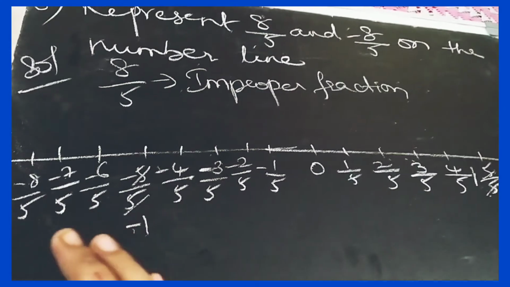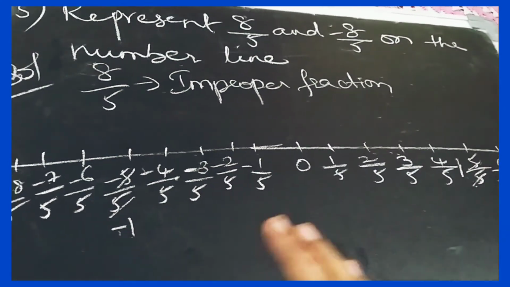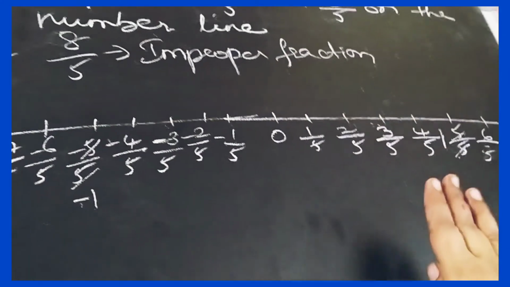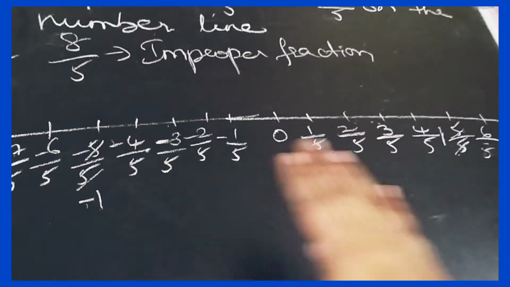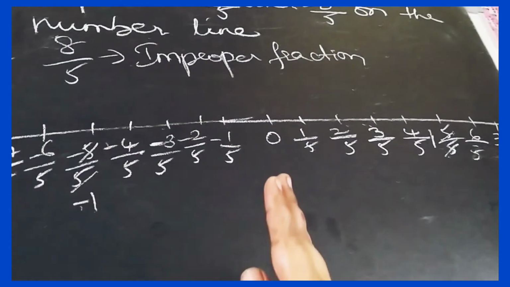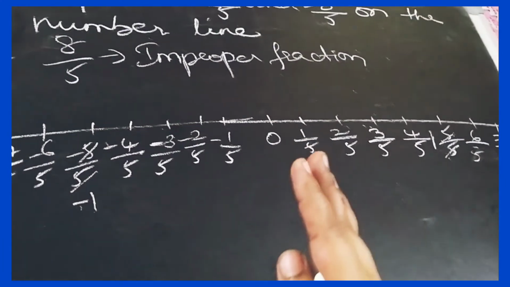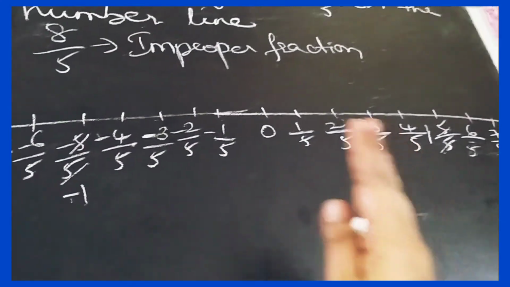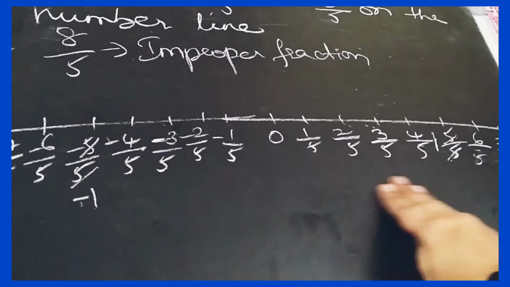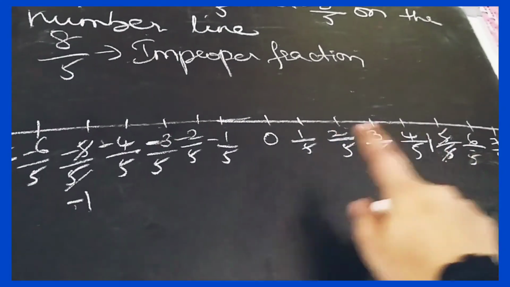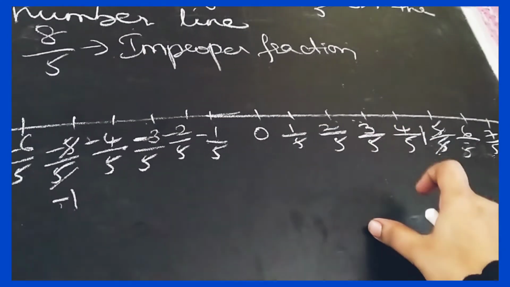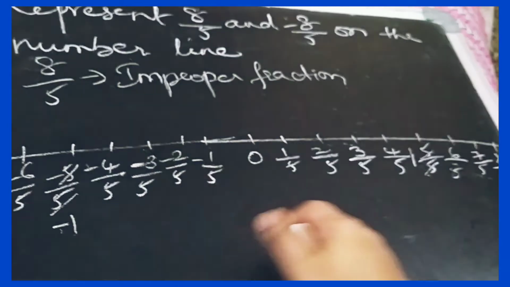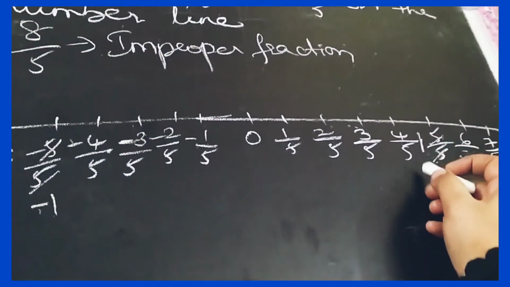So when we draw a number line, what comes here? Always the proper fraction comes between 0 and 1. So I'm drawing a number line. We know that in the number line 0 comes in between, and always the positive numbers come on the right side and the negative numbers come on the left side. We are not changing the denominator, only the numerators. 1 by 5, 2 by 5, 3 by 5, 4 by 5, 5 by 5, 6 by 5, 7 by 5, 8 by 5. 8 by 5 is given here. When we cancel these 5 and 5, the answer is 1 here.